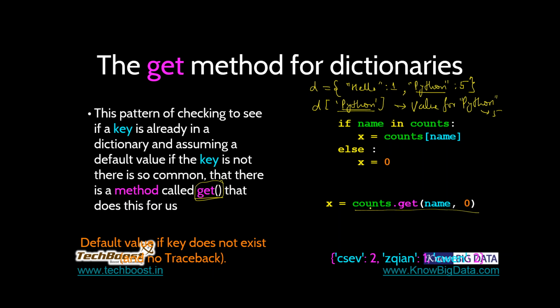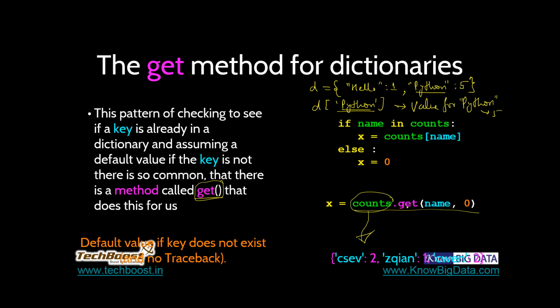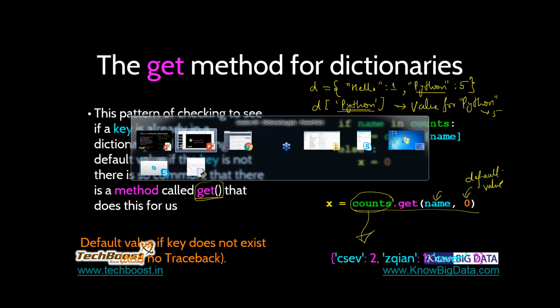We have the dictionary called counts. You can consider this dictionary as this below, where you have the words and the count, which was there in the previous slides. We're trying to get the value of the key name. What does this 0 signify here? This gives the default value if the key is not found. Let's try to explore this particular option. This is important.